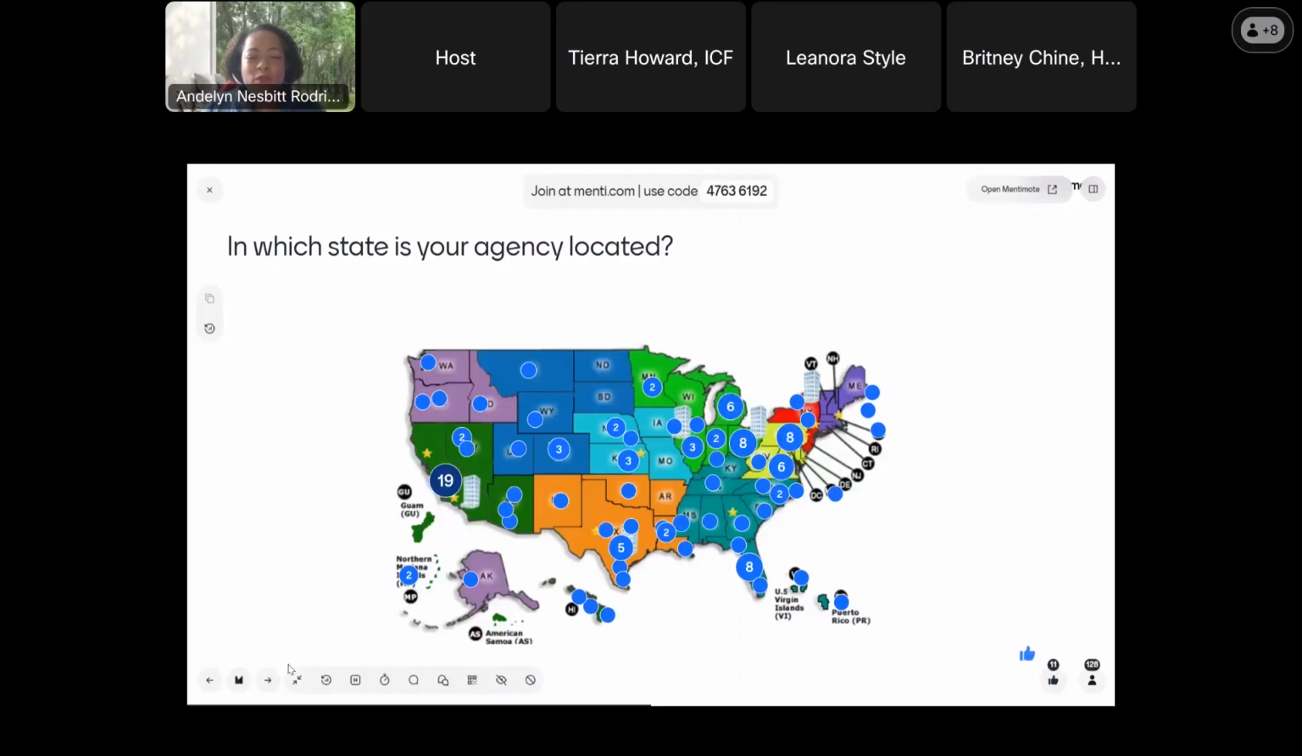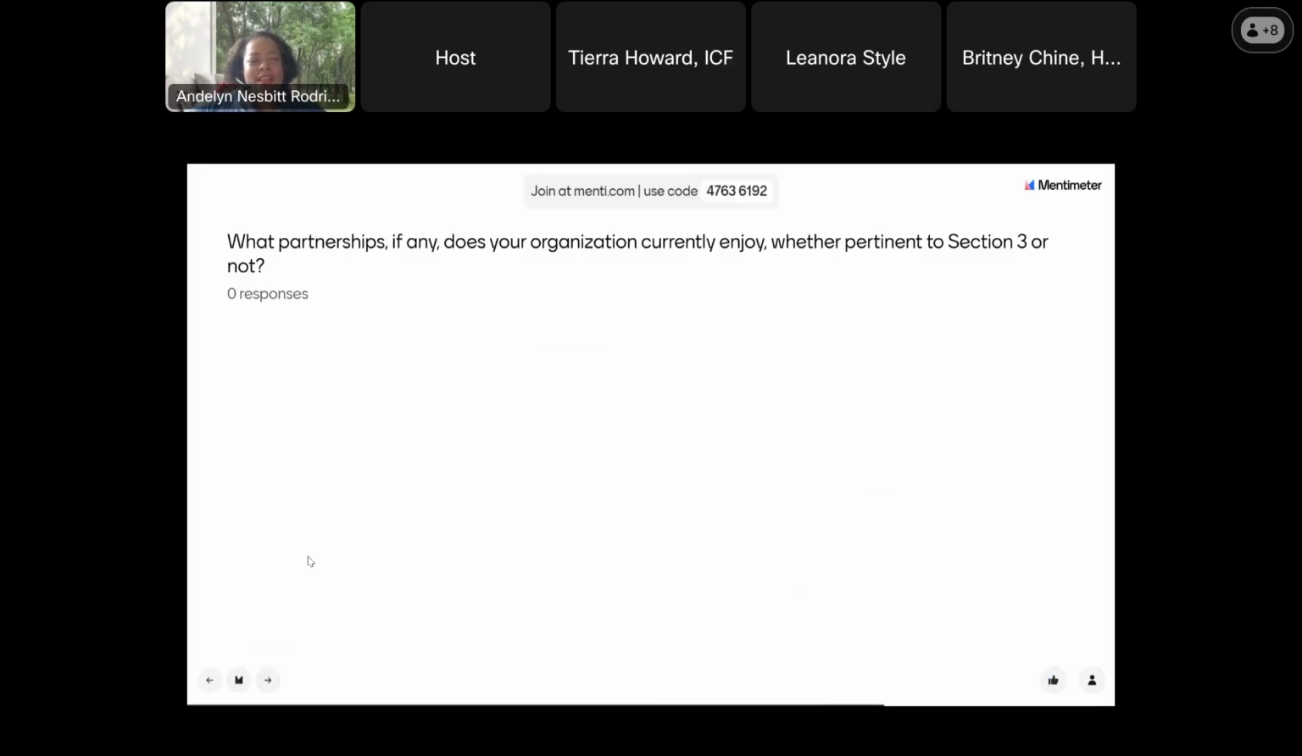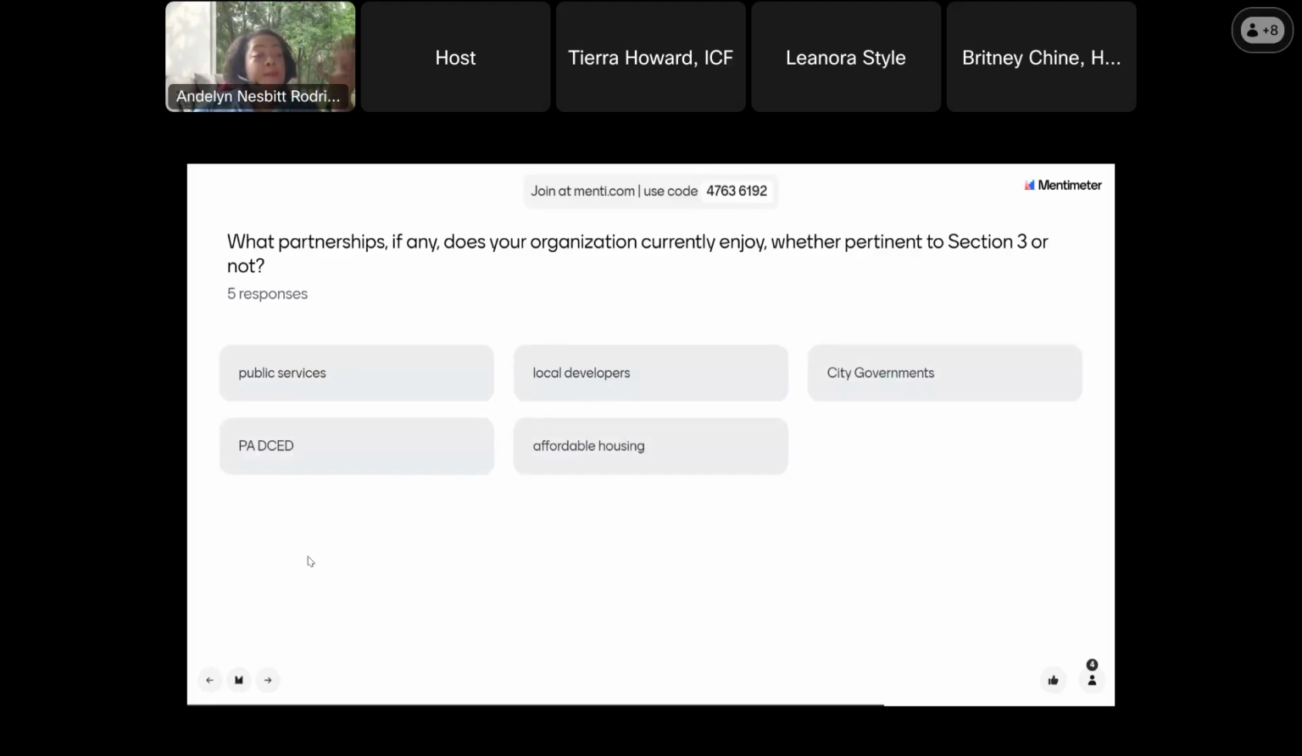We'll move on to our next question. This is really good information for us to have. So, what partnerships, if any, does your organization currently enjoy? And this is whether it's pertinent to Section 3 or not. What types of partnerships does your agency currently enjoy in general? There may be a partnership that you work on with another division or another part of your agency that, hey, maybe this will apply to Section 3 and we haven't thought of it yet.